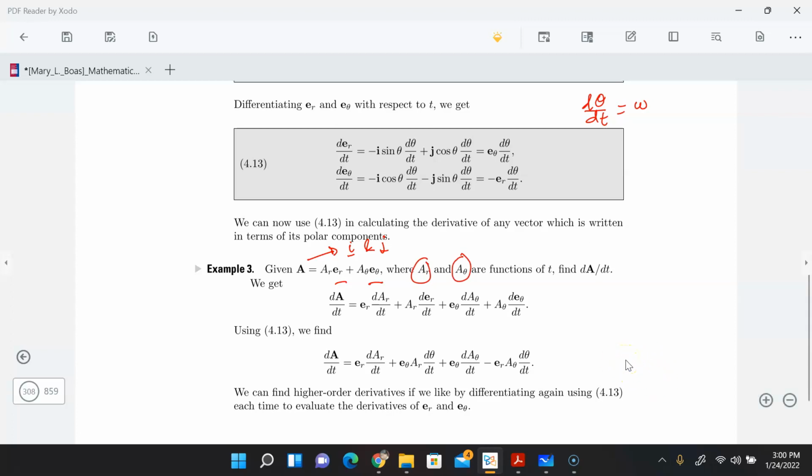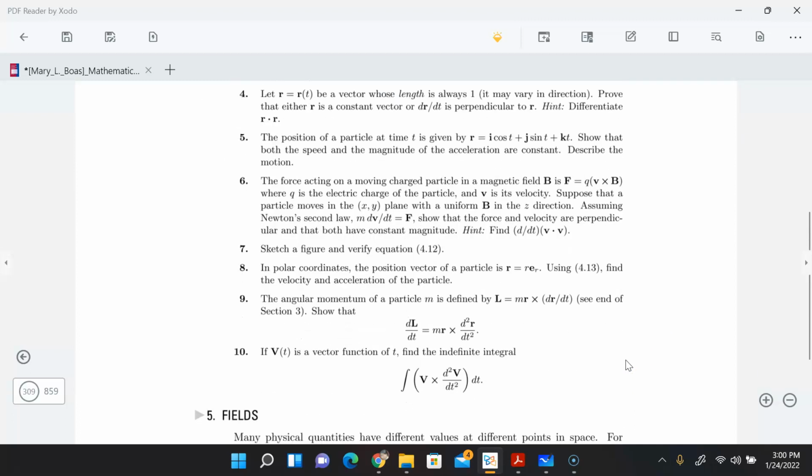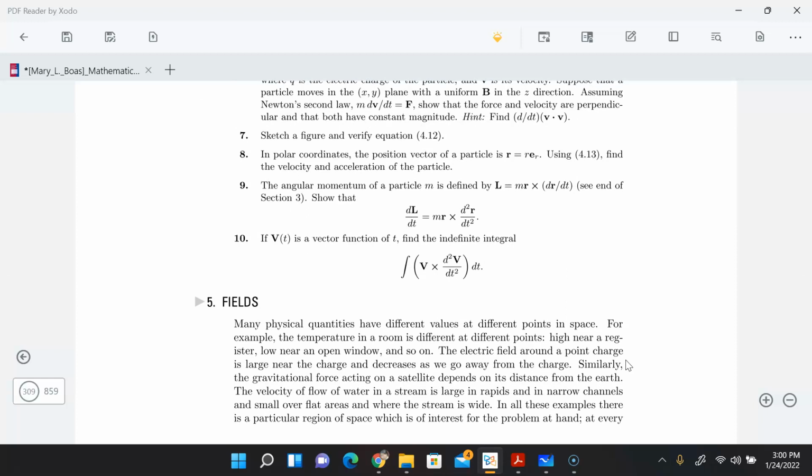So let me see what's next. Okay, so next we'll go into a different section on fields, but I think let's take a little bit of a break over here. Is that all right?